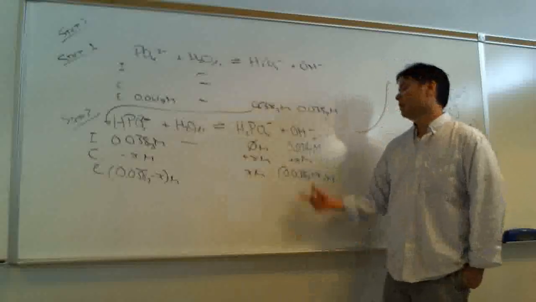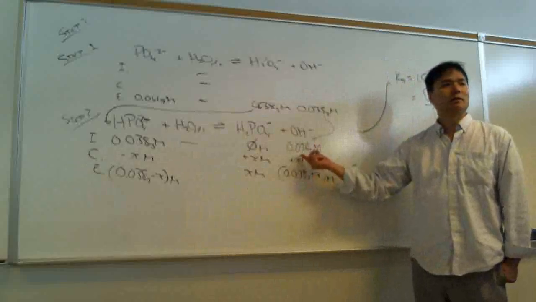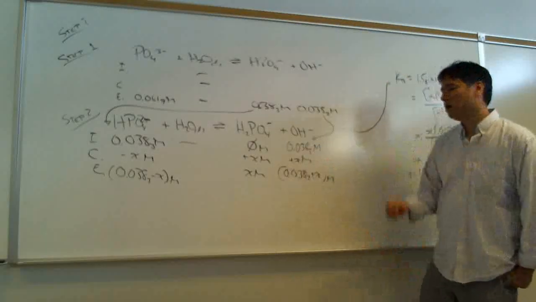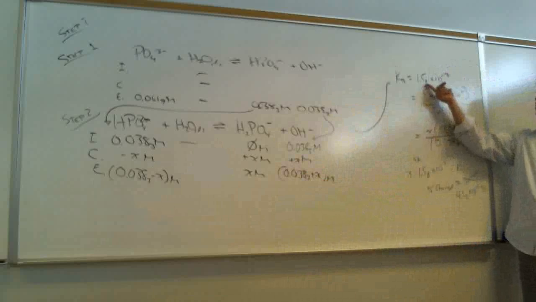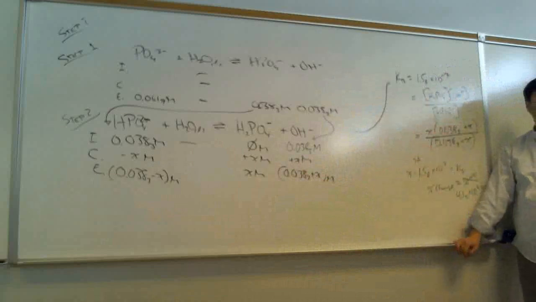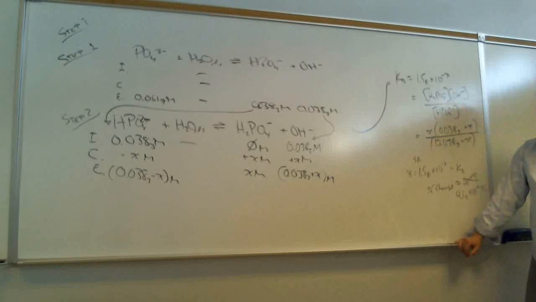But already when I saw this, I knew X is going to be really small. Really small. Because this is small and we got a lot of product there already to begin with. Is it also because the more protons that the phosphate accepts, the stronger the acid? No.